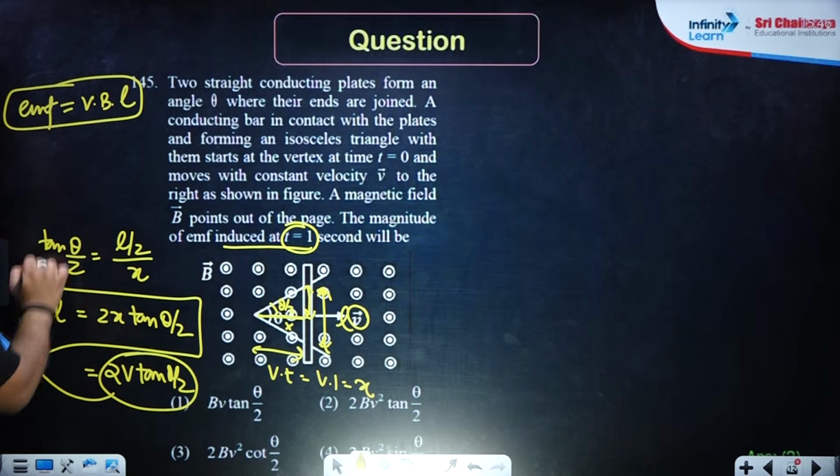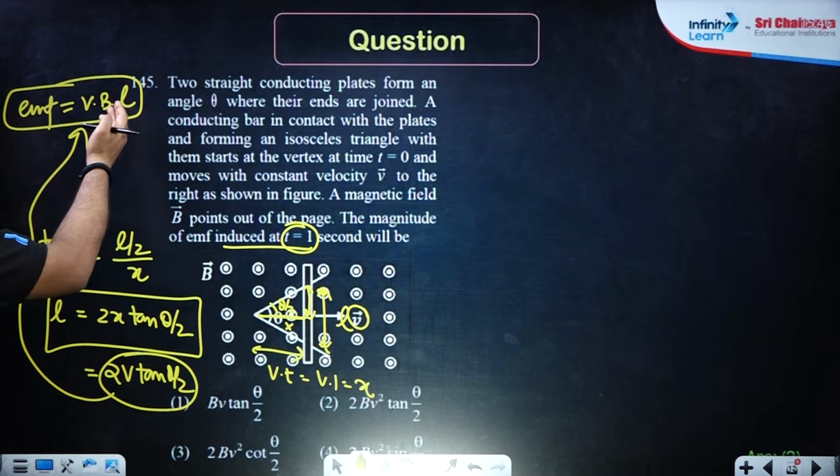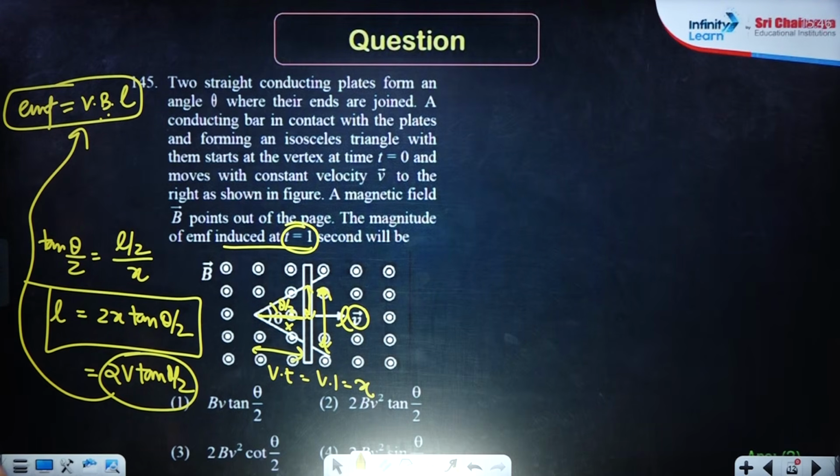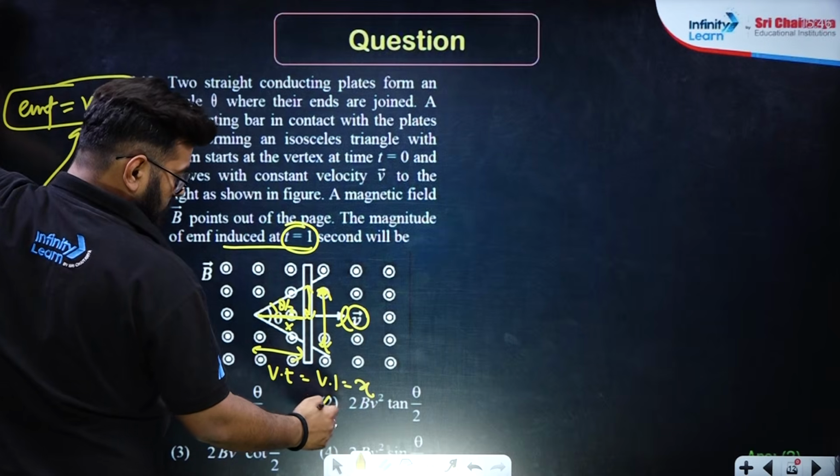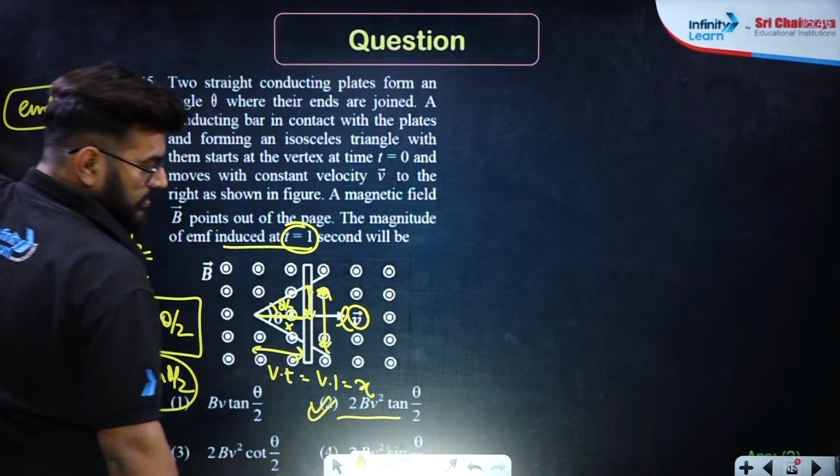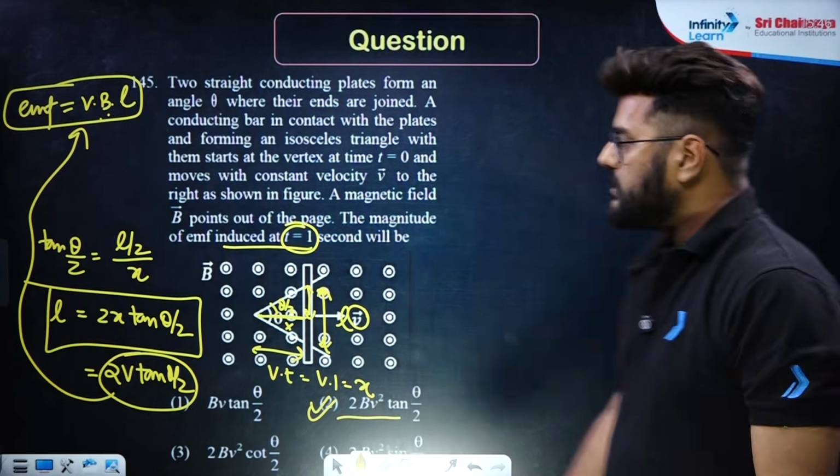Now when you keep this value again over here, VBL is 2v tan theta by 2, that means 2v square tan of theta by 2. Option number 2 is the right answer. Okay, I hope this is clear.